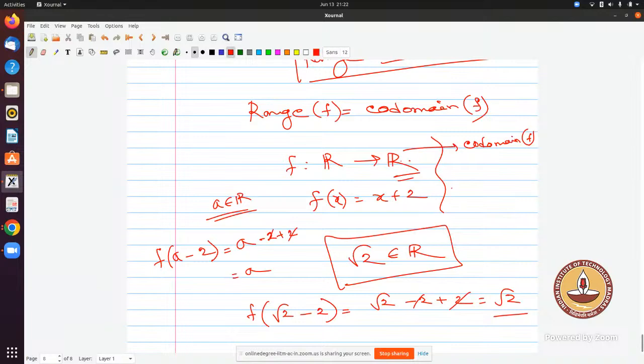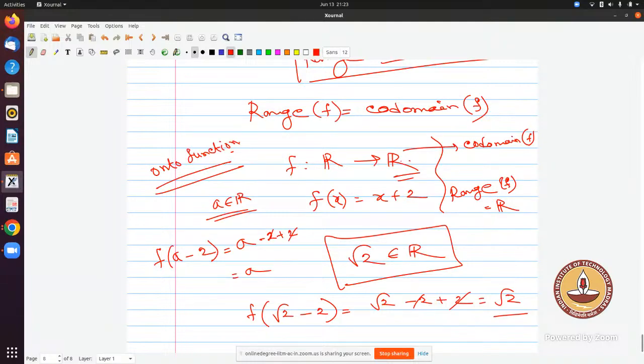So here, what is the range? The range of this function is equal to the codomain, because any real number we can get as an output. So range and codomain are equal. So this function is onto. Is it clear? Yes, sir.